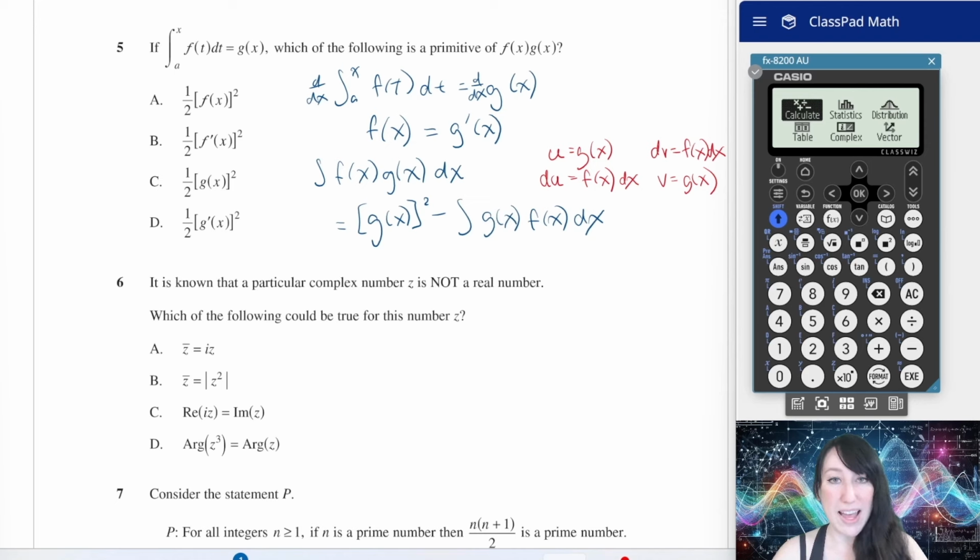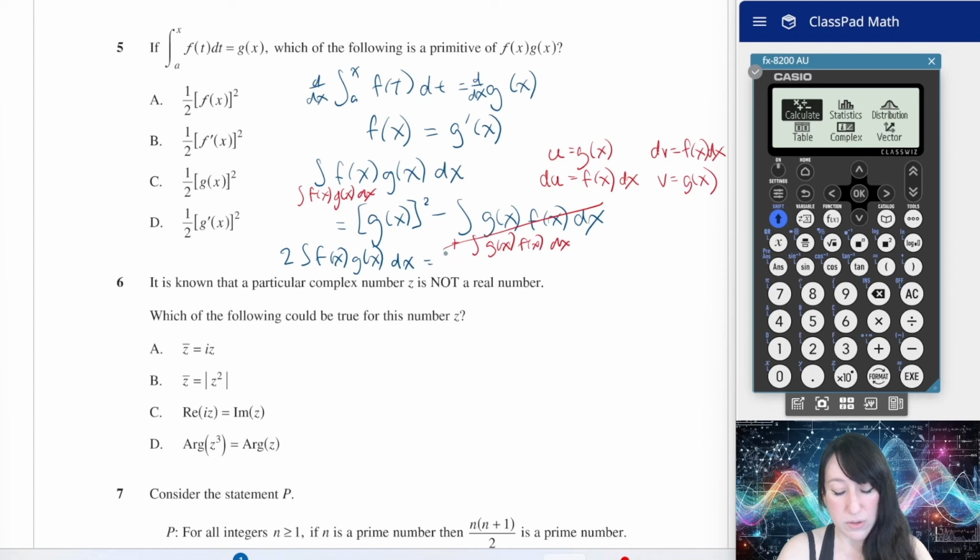So what we do is we add that integral to both sides of this equation, as in this is the left-hand side and this is the right-hand side. That would give us that 2 times the integral is equal to g of x squared. And that tells us that the integral that we are looking at is equal to 1/2 times g of x squared. So the answer is C.